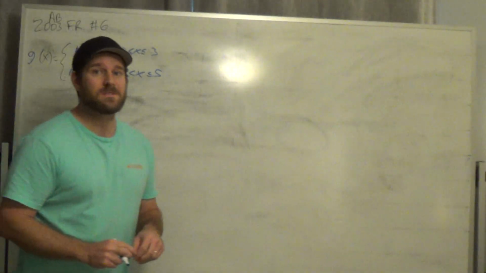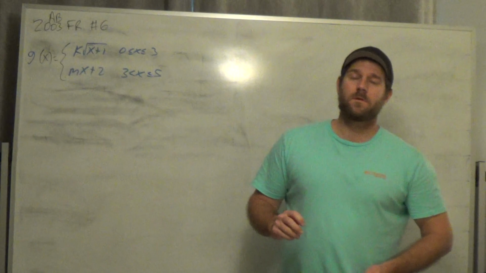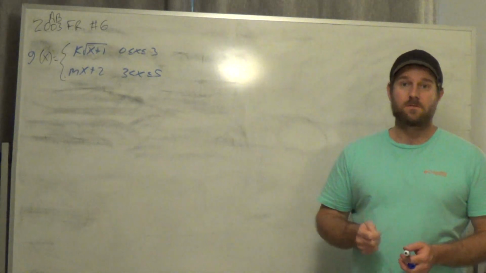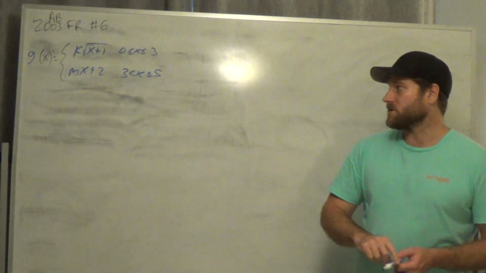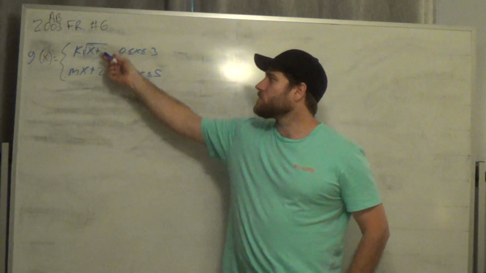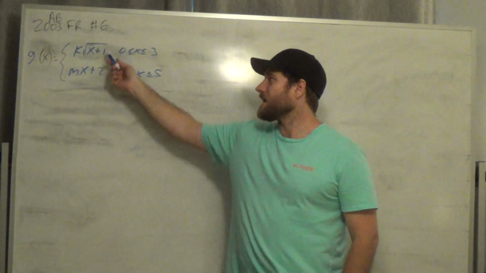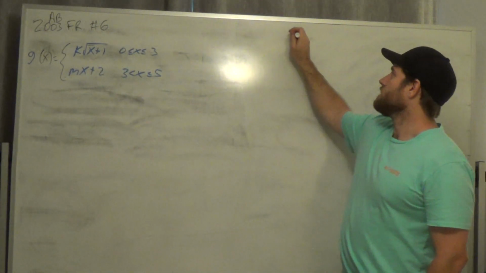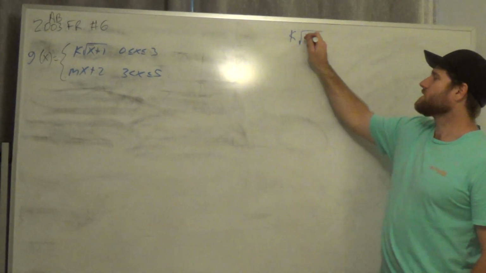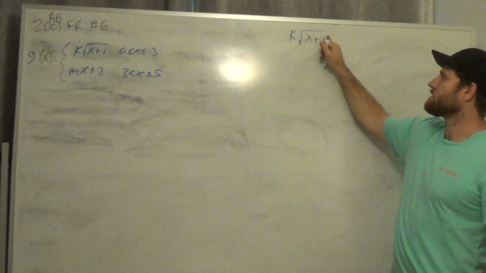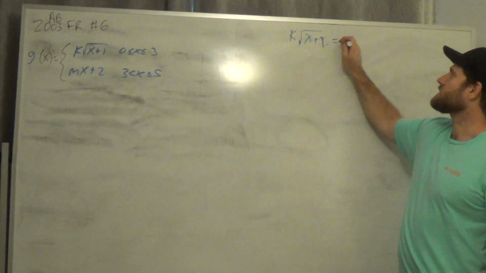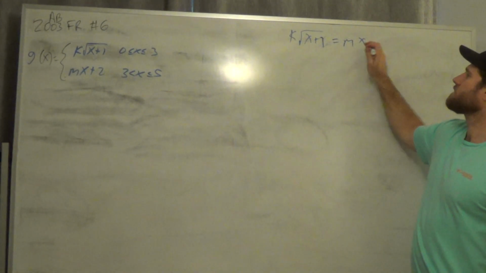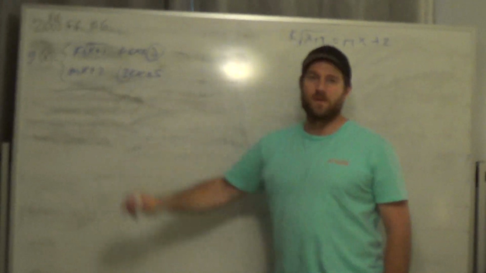Now, differentiable is a loaded word. Differentiable means it has to also be continuous. It must be continuous if it's going to be differentiable. So if this is going to be differentiable, it first must be continuous, meaning these two have to be equal. This, that's a fail, has to equal this, specifically where they meet at 3.